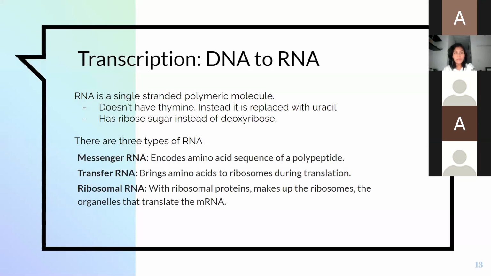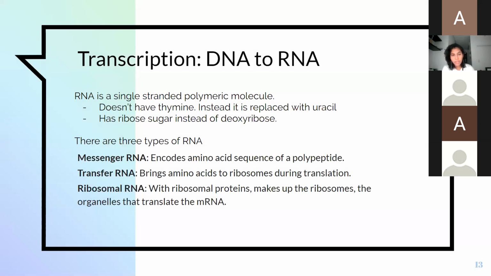So yeah, now we're going to move on to transcription. Transcription is DNA to RNA. Important things about RNA that differ from DNA are that it's single-stranded, its nucleotides don't have thymine, instead they have uracil, and instead of a deoxyribose, it has a ribose sugar.